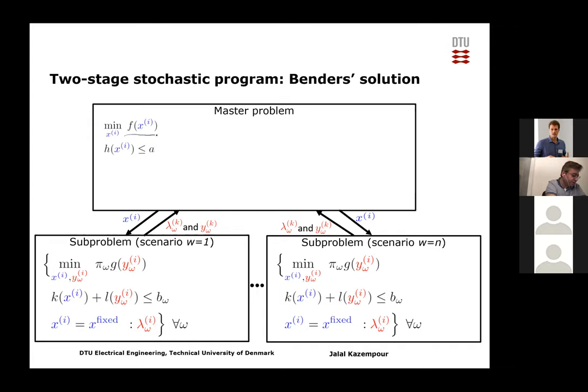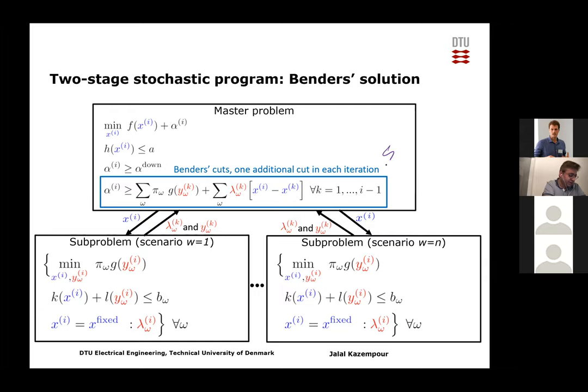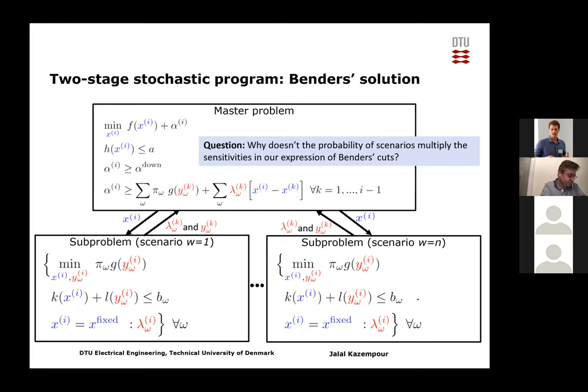And then the master problem includes the original objective function and the original constraint, and then the auxiliary variable that represents the total objective function of all subproblems. If we start with the master problem, we need a lower bound for alpha, the auxiliary variable. And we need Benders. And as you see, pi appeared here, but not here, as we discussed. So this is exactly what Peter formulated. This is Benders' optimality cut. We are adding one cut per iteration. And the question is, why doesn't the probability of the scenario multiply this? That's the same question we already talked about. Why don't we have probability here? Because it is already in lambda, through pi omega in the subproblems.